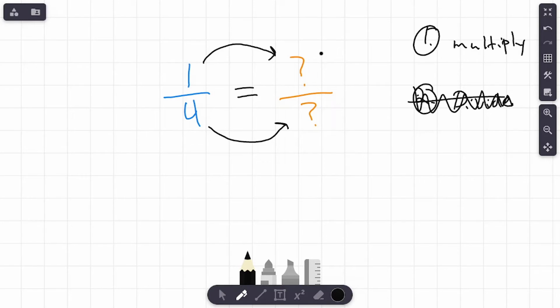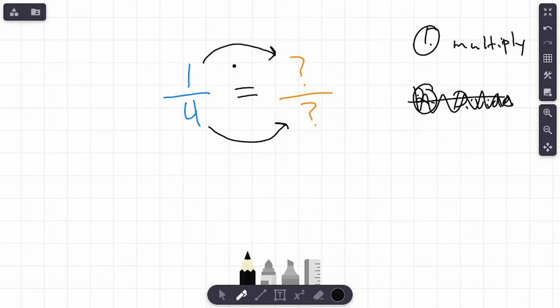Let's multiply this problem. Pause me if you haven't. Try this one on your own, create an equivalent fraction, and then join me as I create an equivalent fraction. I hope you tried this on your own. If not, follow along with me.